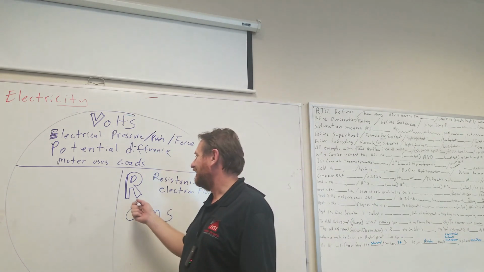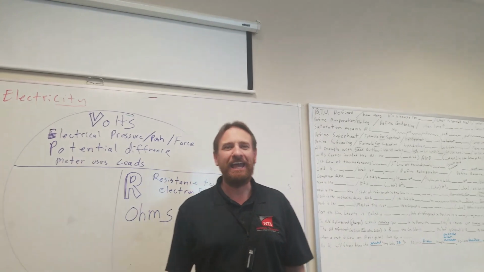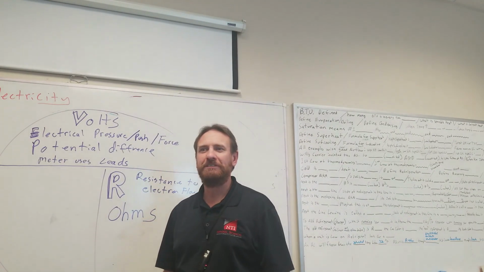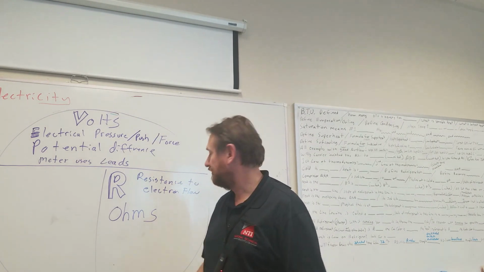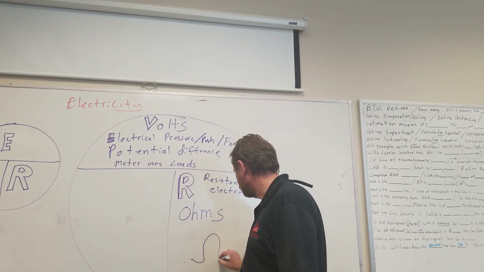I just want you to remember that the letter R stands for ohms, which is resistance to electron flow. And he was so awesome that he had his own symbol. He wasn't even in a band, but he got to have his own symbol. It's an upside down horseshoe.